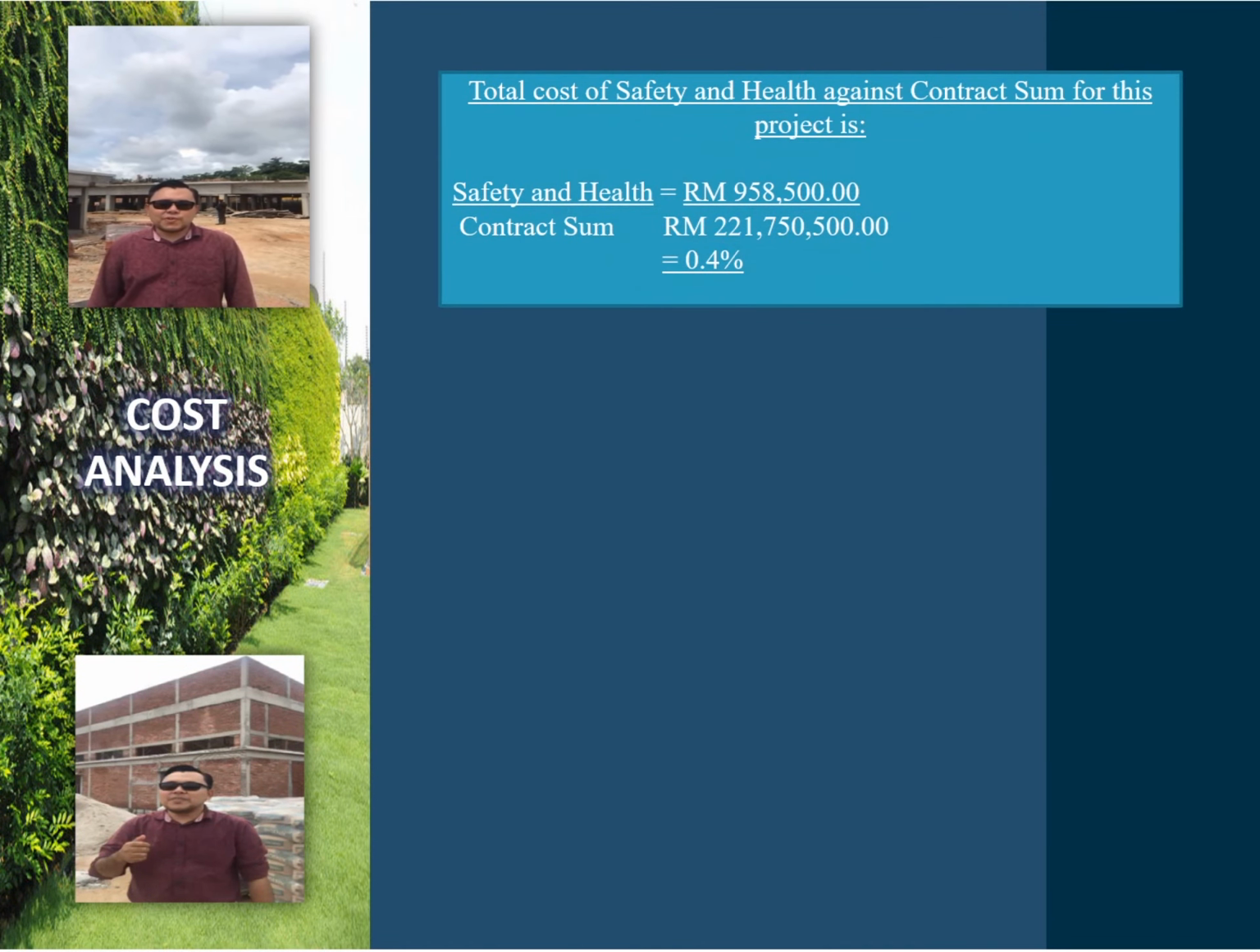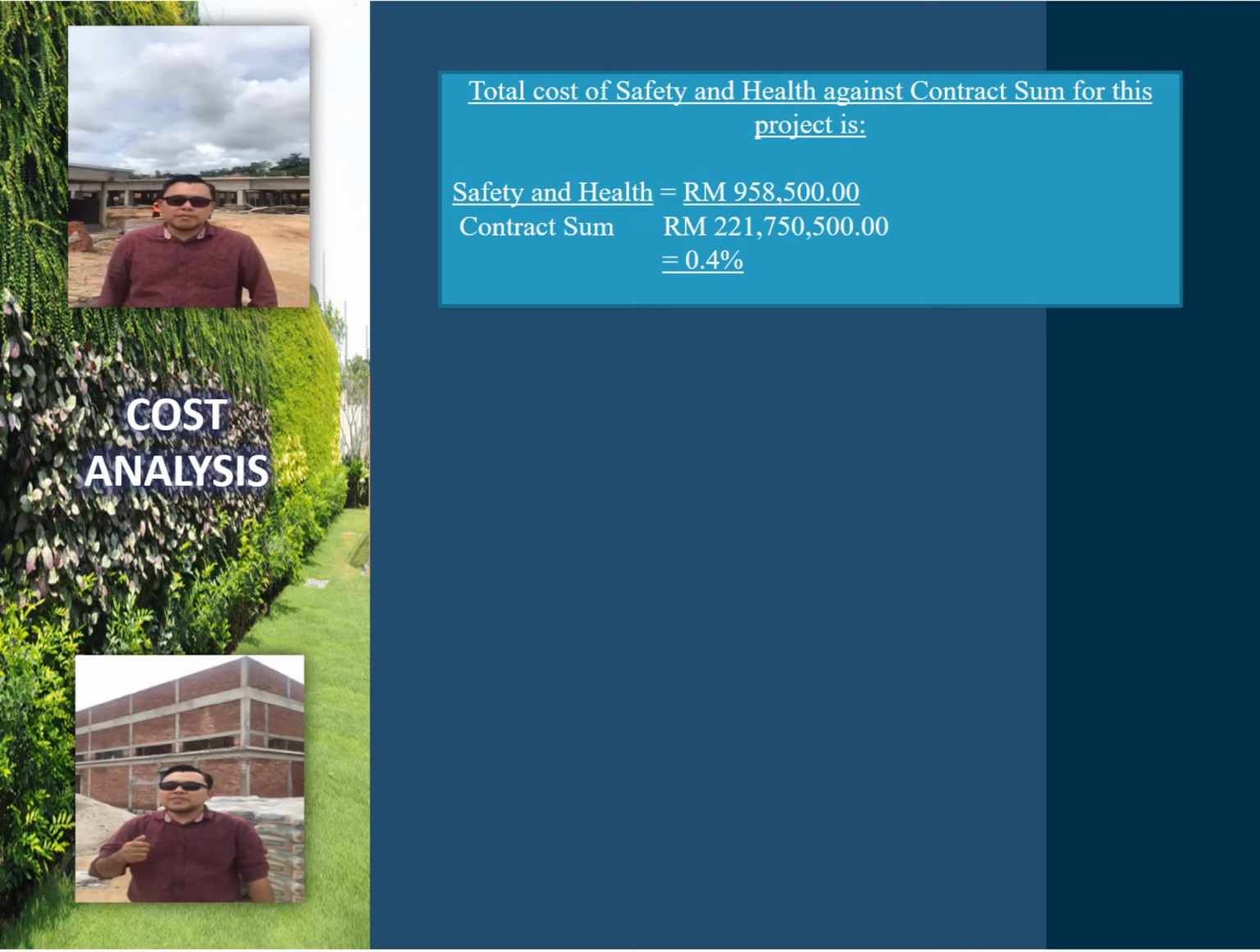Generally, the costs for safety and health are allocated in the preliminaries, and for this project, the total cost for safety and health is around 900,000. Against the contract sum, the cost would be around 0.4%. And among the costs included under safety and health are: first is mosquito prevention, hoarding, scaffoldings, and also an item under the safety and health plan.